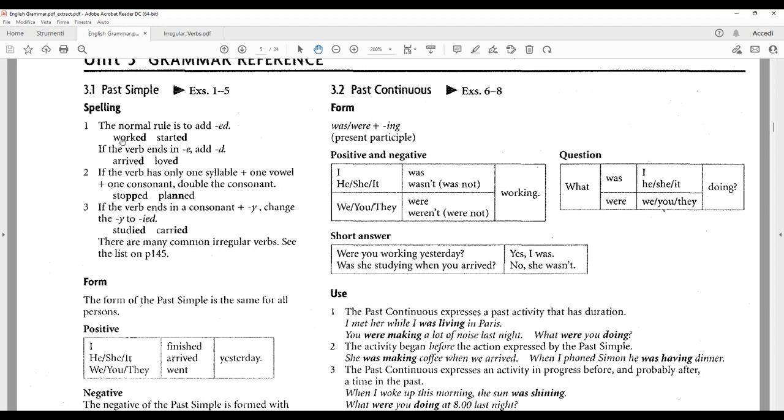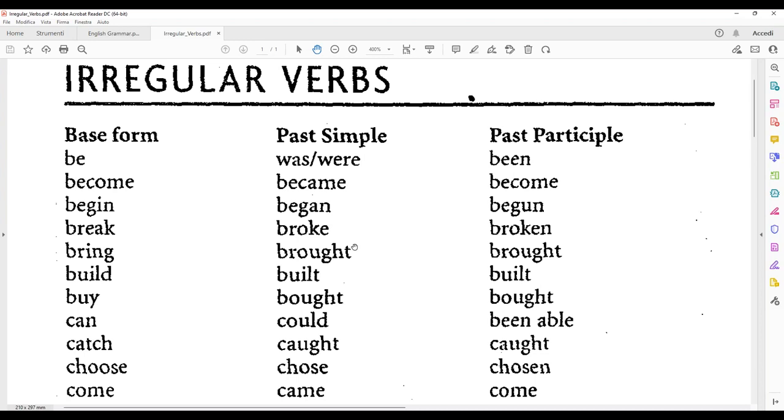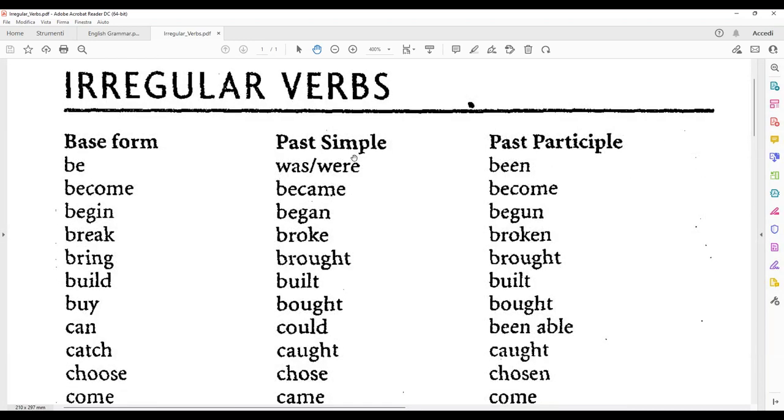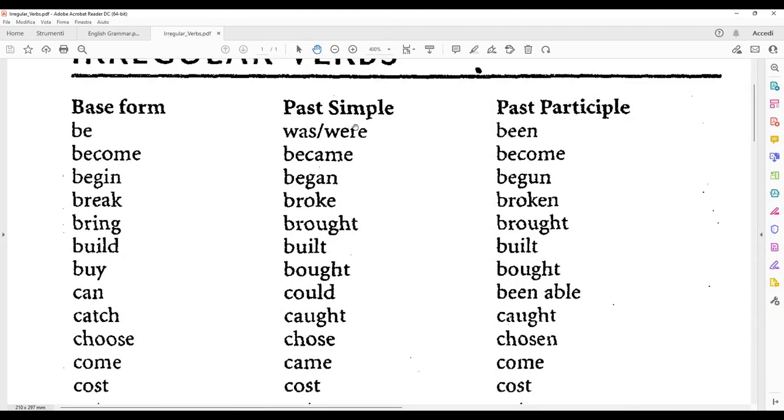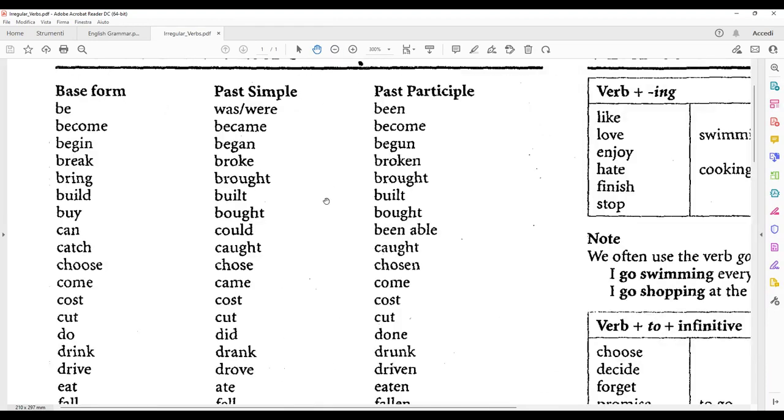Quindi io lavoro, I work. I worked, lavorai o lavoravo. I start, I started. Quindi aggiungo l'ed se si tratta di un verbo regolare. Se il verbo non è regolare, if the verb is irregular, then the past simple is completely different. Cioè non ci potrete mai arrivare al passato semplice del verbo irregolare, dovrete semplicemente conoscerlo. Remember, we read some examples. Be al passato fa was, were, was per le terze persone singolari, were per tutte le altre.